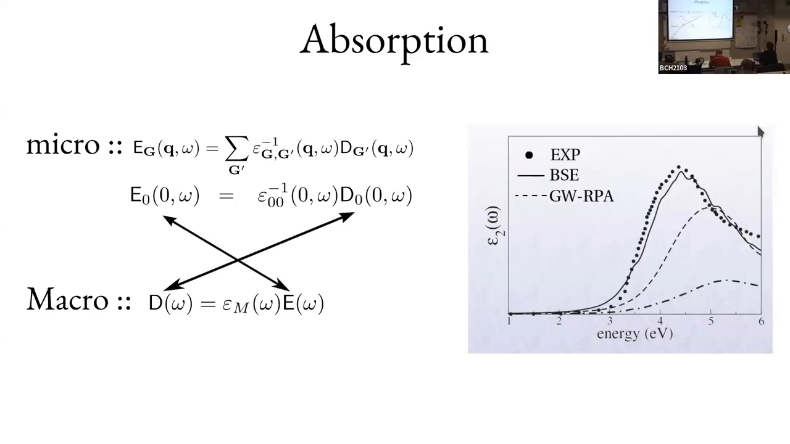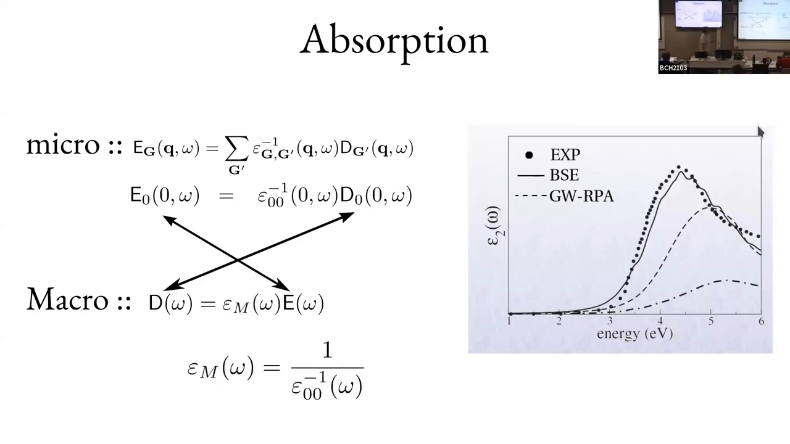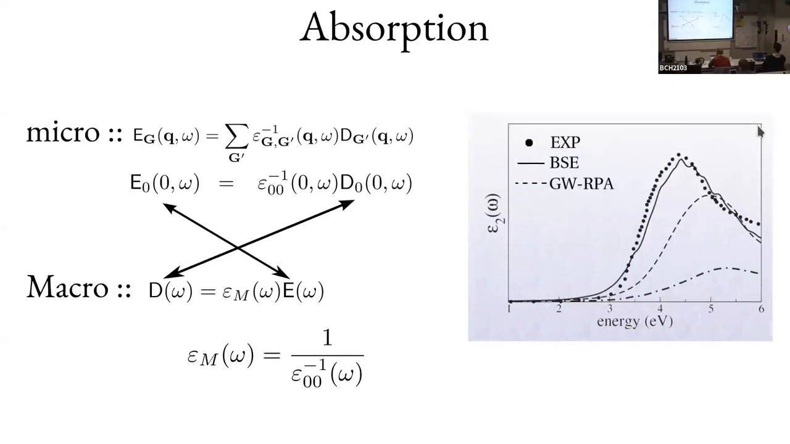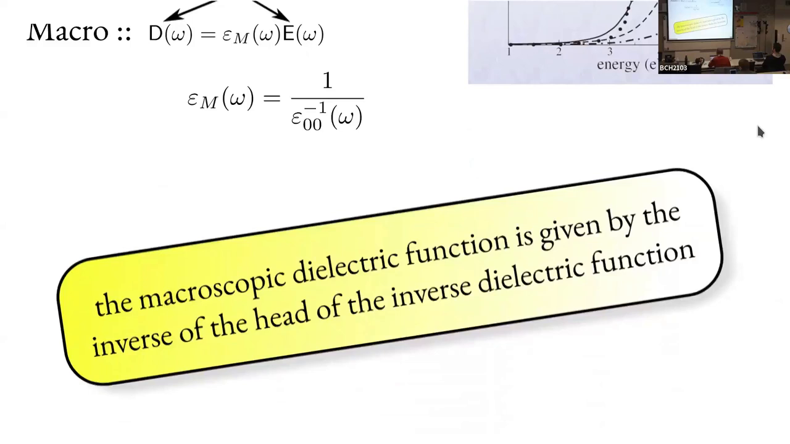And so you can figure it out now. If this is this and this is this, your definition of macroscopic dielectric function will be the inverse of that thing. So your macroscopic dielectric function is not epsilon zero zero. No, you have to take the inverse dielectric function. From that, you take the zero zero component, you obtain a number, you invert this number, and this is the macroscopic dielectric function, which seems more involved, but it's the real quantity to be compared with the experiment. And this is different from epsilon zero zero.